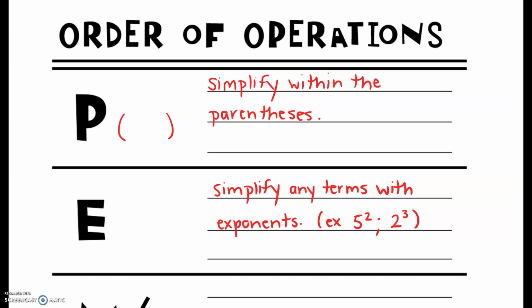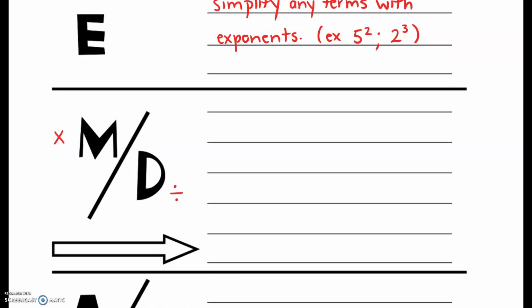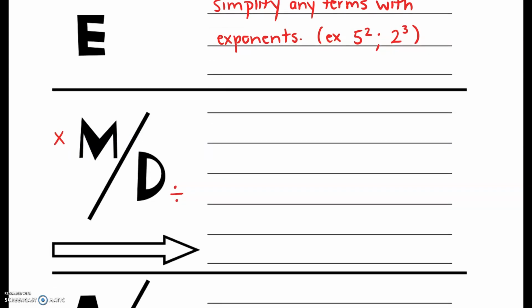Now, the M and D. M stands for multiplication and D stands for division. There's a reason why it is written the way it is here with M/D and then an arrow pointing to the right. Basically, we want to multiply and divide in order from left to right.